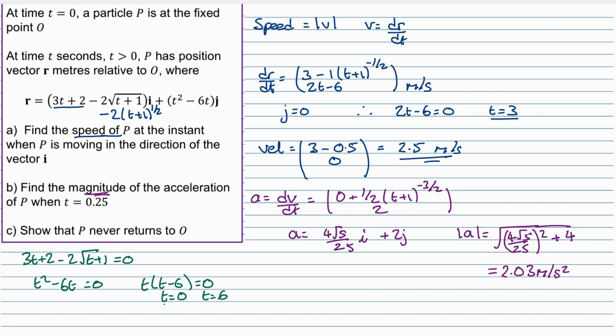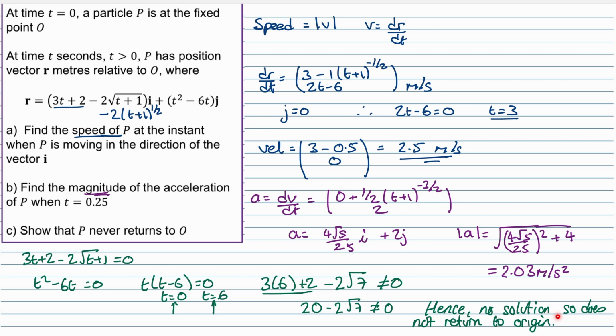Well, we know it starts at the origin initially, but will the i component also be 0 at 6 seconds? Well, if we substitute the 6 seconds into here, will we get 0? Well, 3 lots of 6 plus the 2 minus 2 lots of root 7 does not equal 0. We'll have 20 minus 2 root 7, which again does not equal 0. Hence, there is no solution, so it does not return back to the origin.